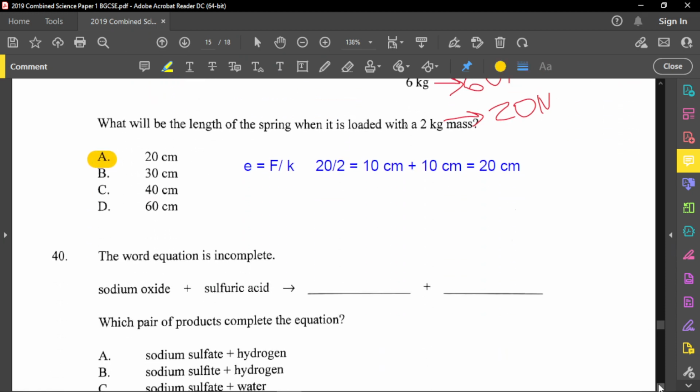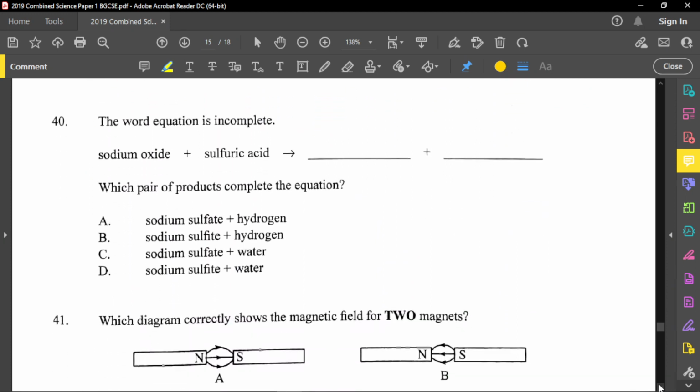Now question number 40, and we have 10 more questions to go. It says the word equation is incomplete. All right, the sodium oxide plus sulfuric acid, and this again is an acid plus an oxide, which I tell you that we need to know the reactions of acids and bases, acids and metals, and acids and carbonates. We need to know those.